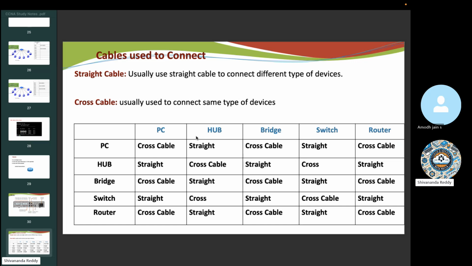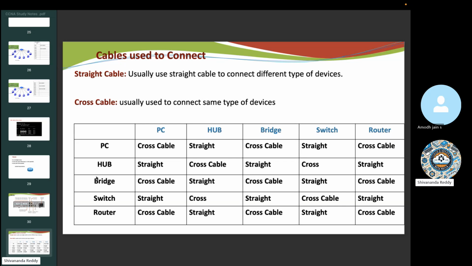Remember, there are two cables people majorly use. One is the straight cable, another is the cross cable. What is a straight cable? A straight cable is used to connect different types of devices, but a cross cable is used to connect the same type of devices. Understand? Yes, sir. Straight cable means different devices. Cross cable means same devices.